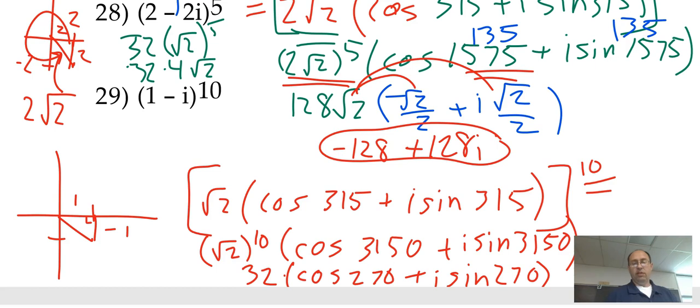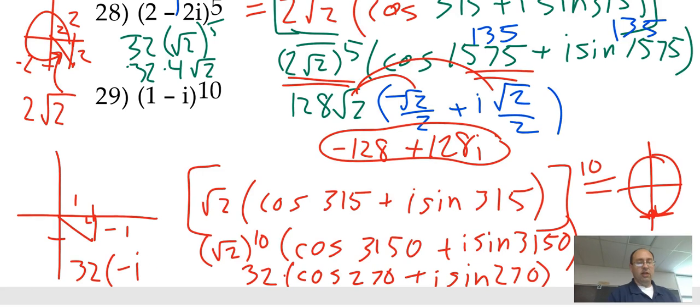Let's see. What's the cosine of 270? Think about your unit circle. Cosine 270 is at the bottom. What's the x value? 0. So that'd be 32 times 0. And what's the y value? Negative 1. So this is 32 times negative i, or negative 32i.